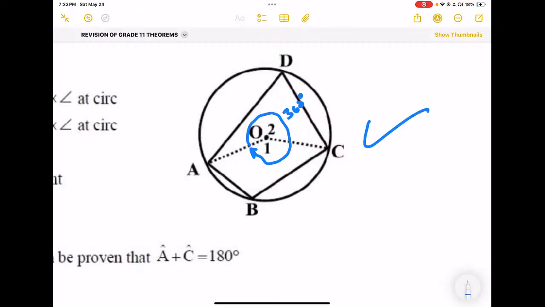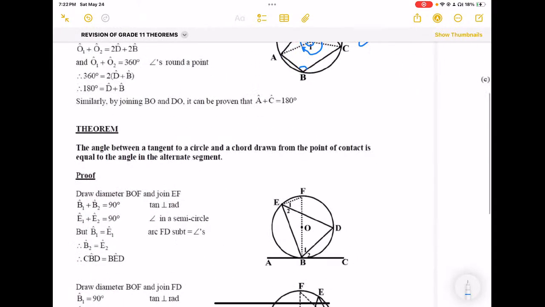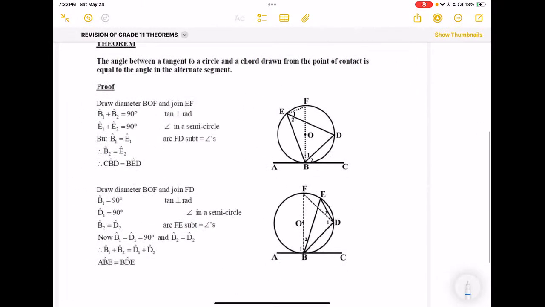And then after that, what do we say? This one is 2 times bigger than that one, and this one is 2 times bigger than this one. Then after that, we say O1 plus O2 is equal to 2B plus 2D, that is, 2D plus 2B. And then we equate them to 360 that we started with, and then we divide by 2. That's very straightforward, right? And then we've got our cyclic quad proof there.